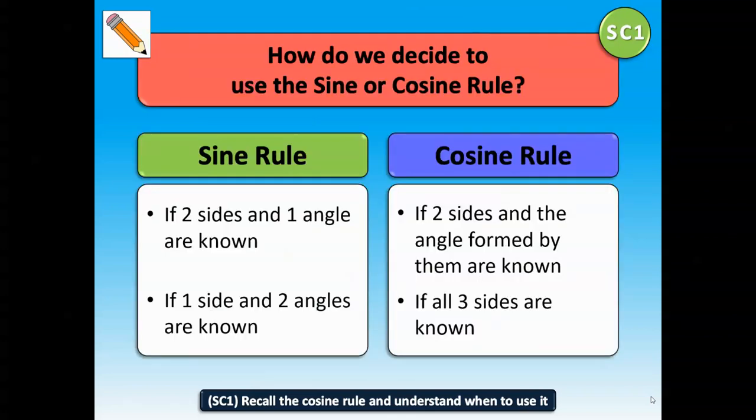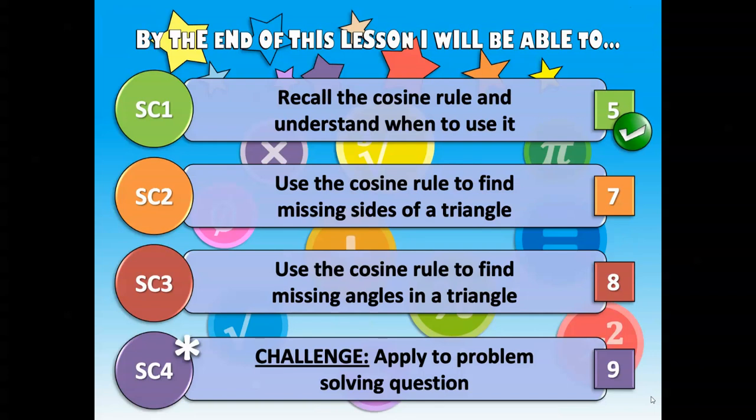So how do we decide whether we use the sine rule or the cosine rule? Well, we use the sine rule if 2 sides and 1 angle are given to us, or if 1 side and 2 angles are given to us. If 2 sides and the angle formed by them are known, then we use the cosine rule. Or we can use the cosine rule if all 3 sides are known. Now we've completed success criteria 1.